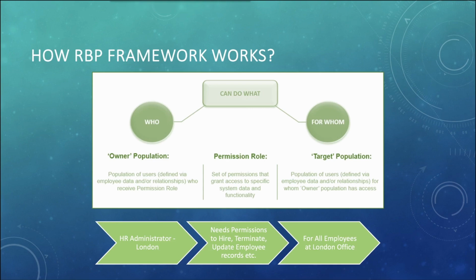The target population is again usually defined by a group. The who and for whom are in most cases groups that you, as a security admin, will build, and then you will have a role in between, and these three things will tie together and complete the framework. So this is a very high-level view of how SuccessFactors security works.